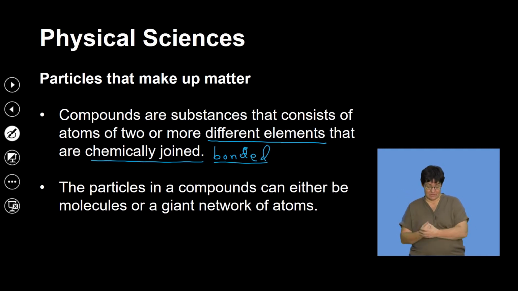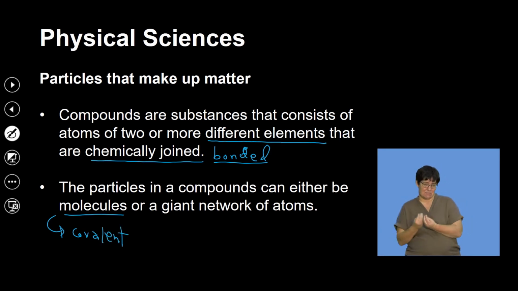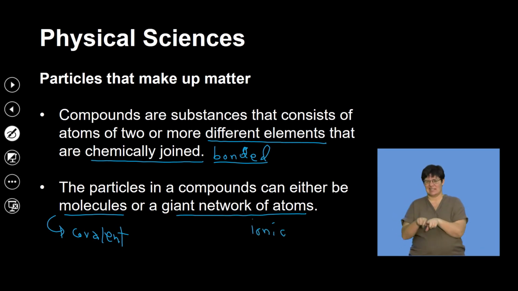Right, so we'll talk about chemical bonding at a later stage, but these particles in a compound can either be molecules if they are covalent. For a molecule, it has to do with covalent substances where they share electrons so that they become stable, or giant network structures, which in most cases are ionic, right?